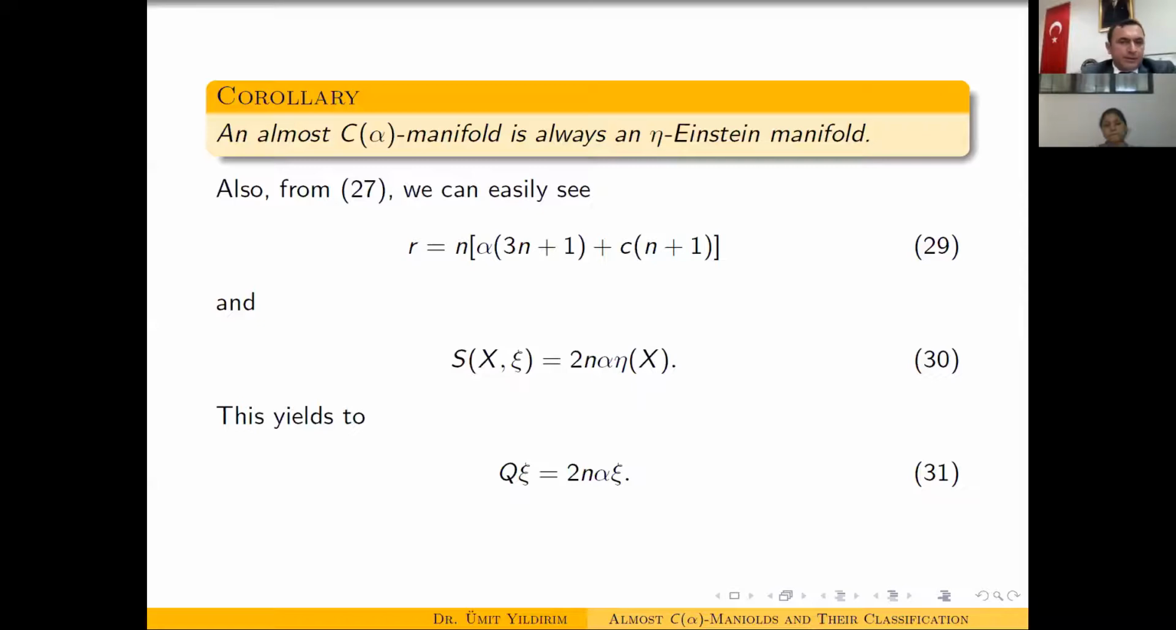This corollary repeats. Also from equation 2.7, we can easily see the scalar curvature function, this equation: R equals 2n alpha (3n plus 1) plus C n plus 1, and S X Xi equals 2n alpha eta X. This yields equation 31.